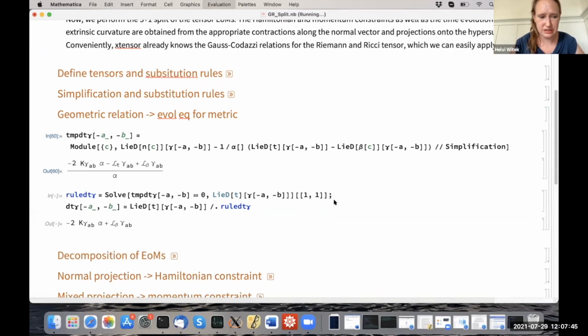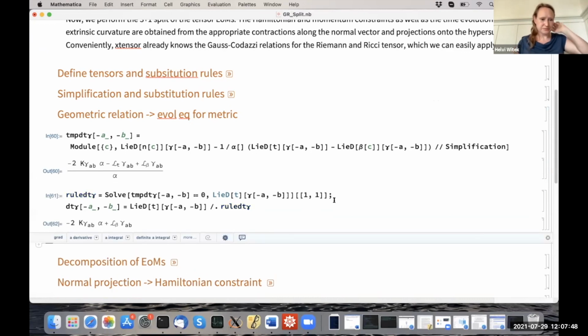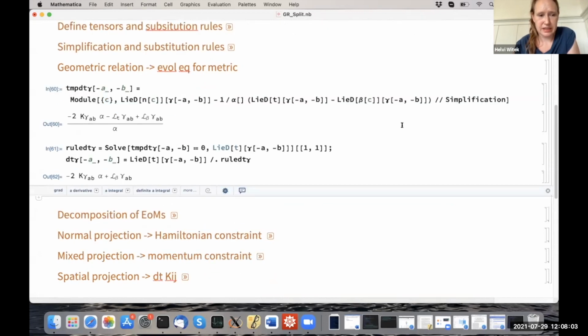So this is really just for completeness. This is something that we've already seen on Monday: the time derivative of the three-metric equals -2 alpha times the extrinsic curvature. Okay, so that was the easy part.